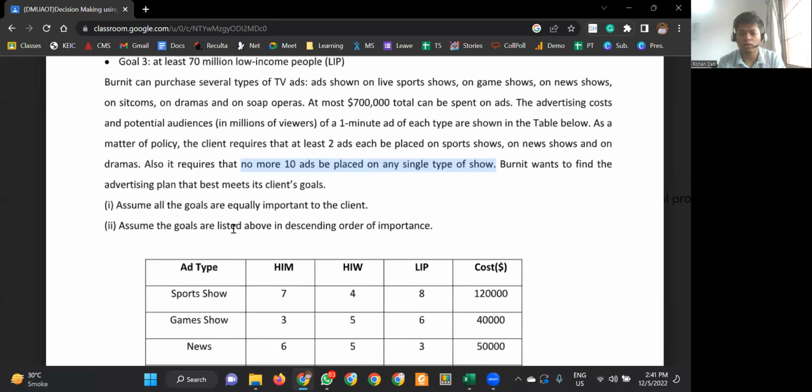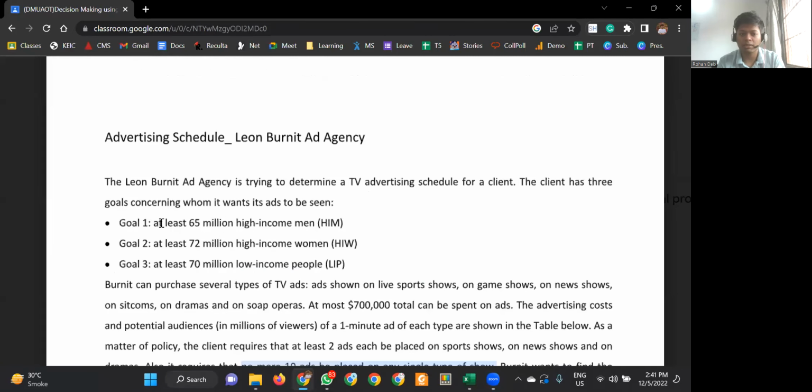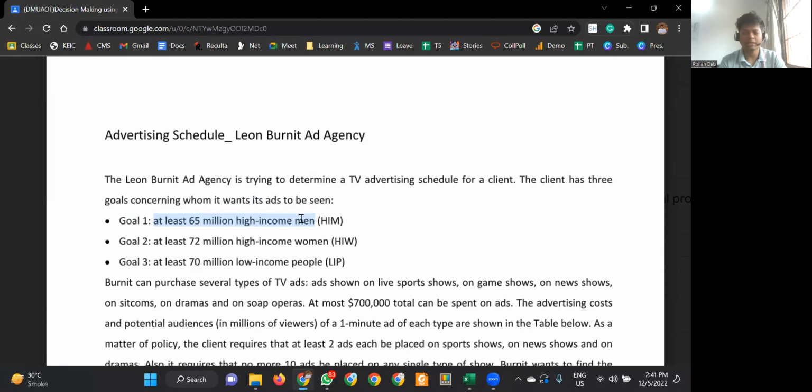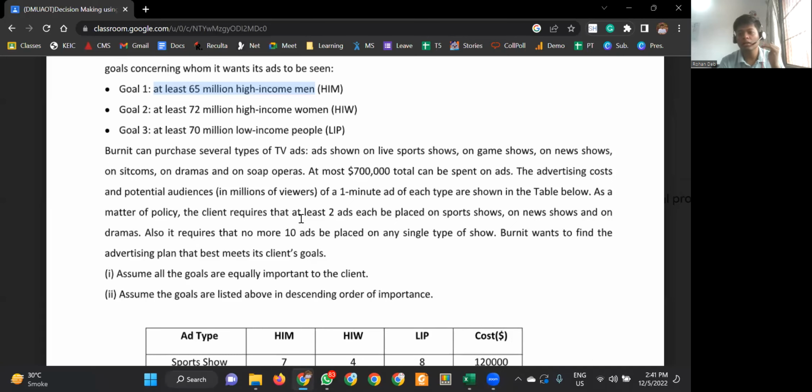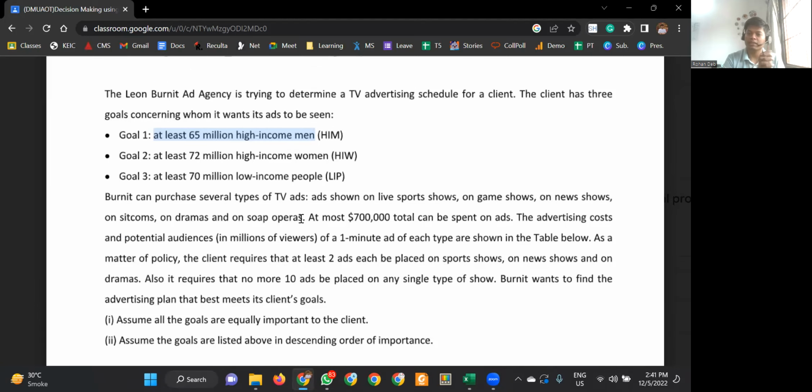you have to assume that the goals are listed in descending order of importance. Okay, so this means that the first goal is the most important. Descending order of importance means the first goal is more important, then the second goal, then the third goal. In the first question, what we did was we minimized the sum of the under deviation. Now we have to minimize each under deviation one by one, and figure out the least possible given this priority level.